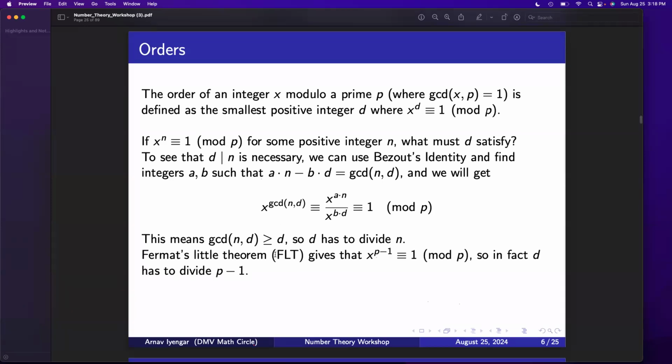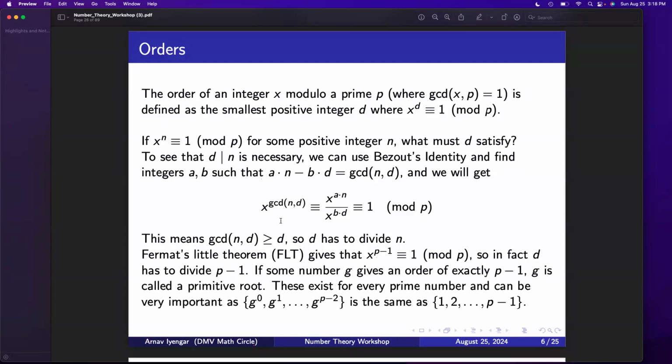So now we have some number n where x to the n is 1 mod p. The simplest example of this always being true is when n equals p minus 1. So all the orders have to divide p minus 1. There's always going to be some number where the order is exactly p minus 1. These are called primitive roots.